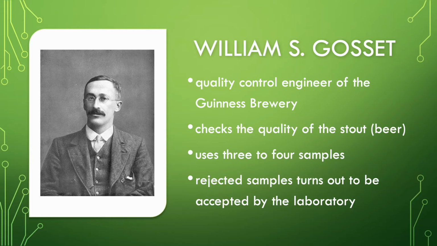Gossett is a quality control engineer of the Guinness Brewery. As part of his job, he checks the quality of the stout. Ito ay isang kind ng beer. And to check the quality, gumagamit siya ng 3 to 4 samples. However, na-notice niya na yung mga rejected na samples niya turns out to be accepted by the laboratory.